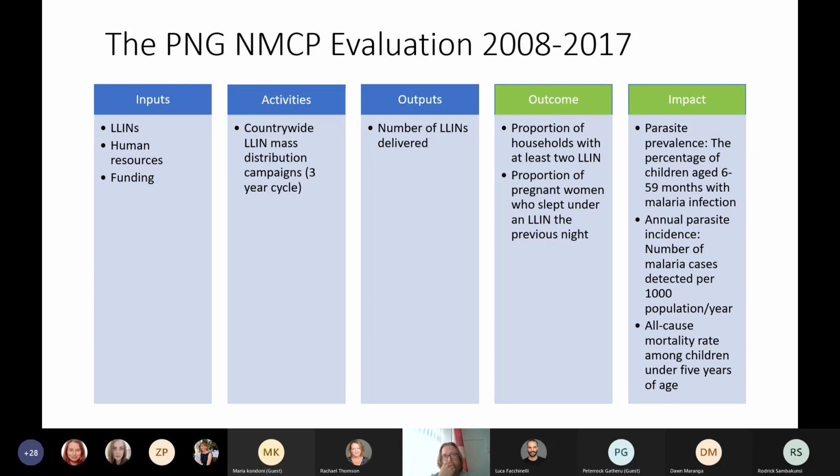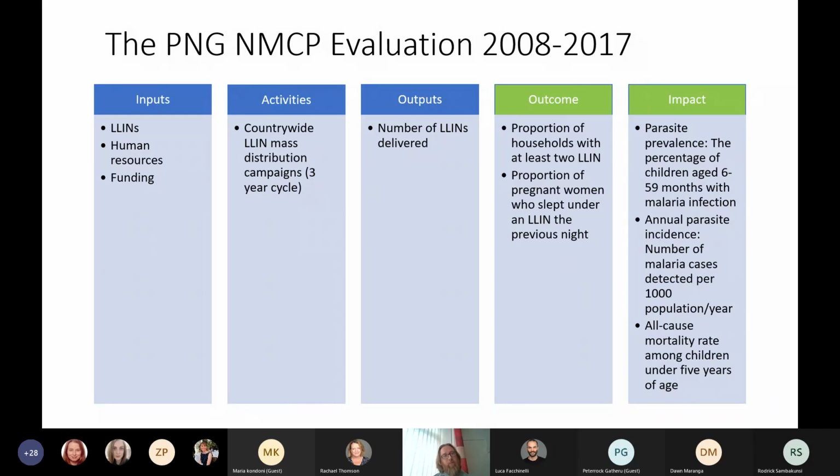The activity in this program was essentially countrywide mass distribution campaigns. So the bed nets are delivered across Papua New Guinea on a 3-yearly cycle. To give you some sense of scale, Papua New Guinea is about 8 million people across many islands, a main island and several smaller islands.